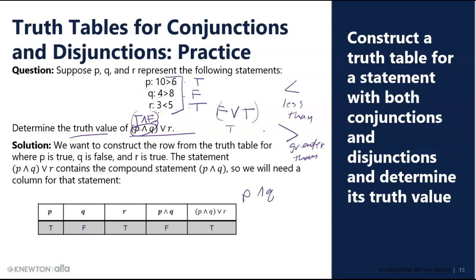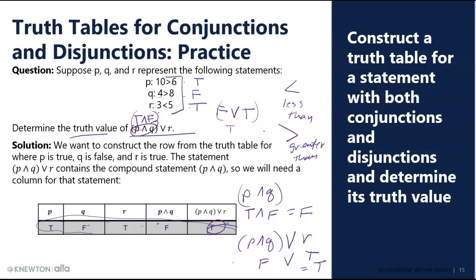I do P and Q first. So that was true and false. That equals false. Now I take the value of P and Q, which is false, and I join it with R, which is true, and I get a true. So this is done out in a row here. If you made the whole truth table for all the possibilities, you would just look at the row where we had true, false, true for inputs, and you would choose this as the answer. It's true. The answer is true.